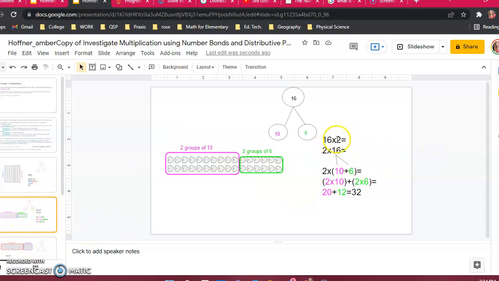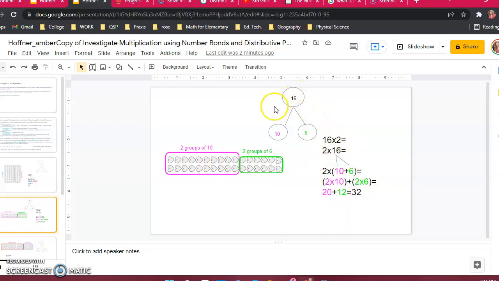Here I'm working on 16 times 2, and I switched it around so that I'd have 2 rows of 16. I know that they had said in the book and in some videos I'd seen that this first number represents how many rows we have. And so I just felt like that was easier to split up this way.